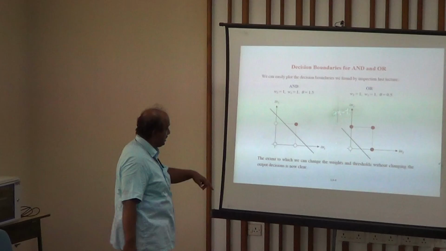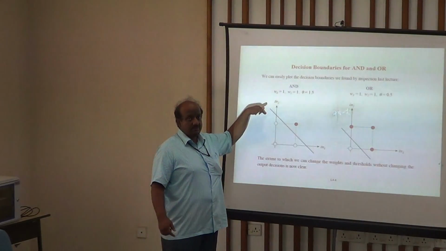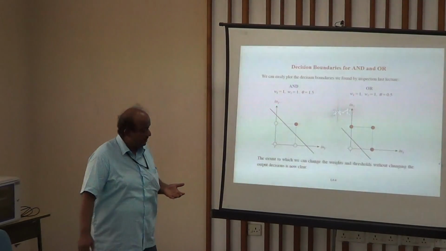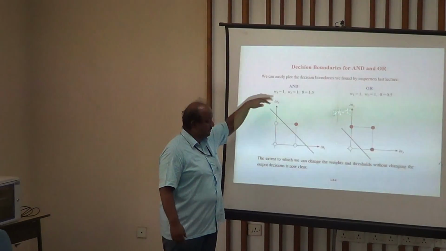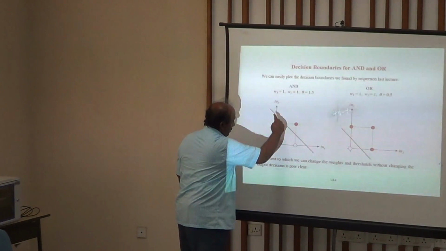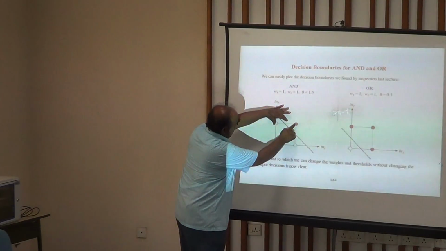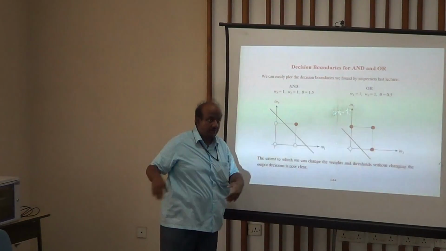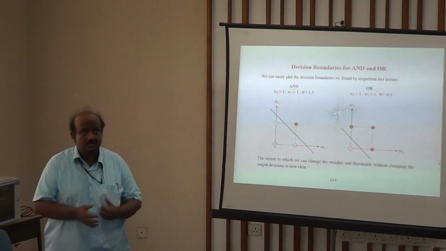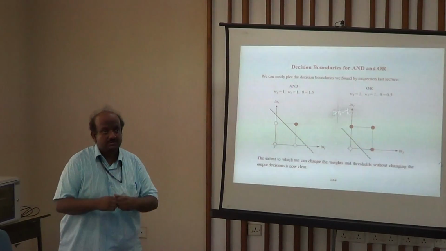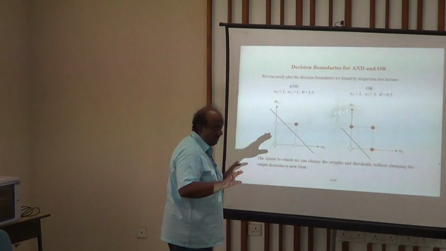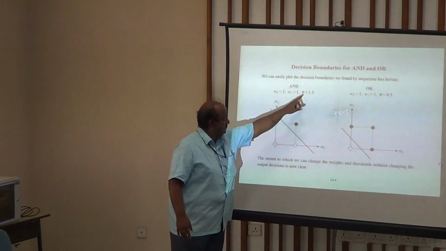Why linear? Because using a straight line, I am able to distinguish. Now the question is, how many possible straight lines will be there? Infinitely many. A straight line with whatever slope and intercept can solve my problem. And how many such straight line combinations will be there? Infinite. So that is why there are infinitely many solutions. Clear?